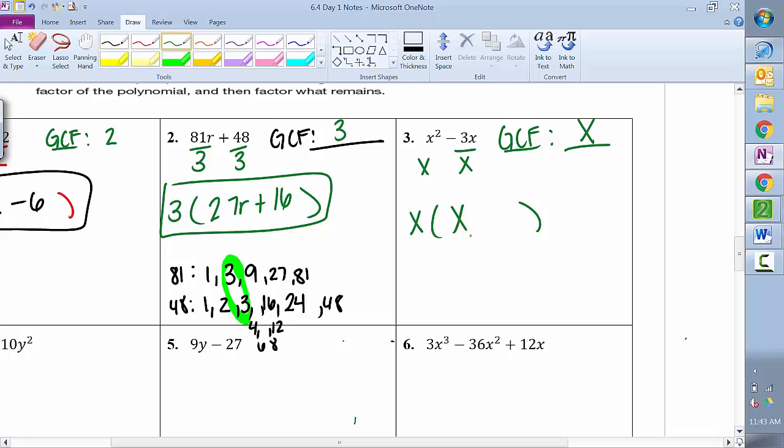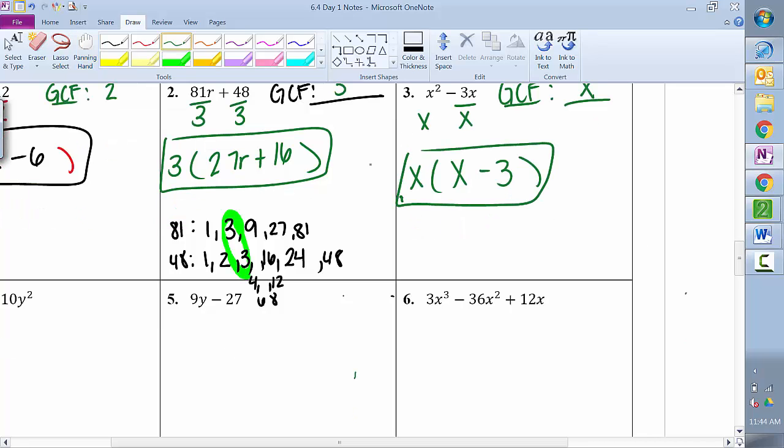What is negative 3x divided by x? 3. Negative 3. Say it again and you're out of here. I'm done. Okay? I'm starting to get annoyed. Okay. Again, cross it out. Negative 3. Perfect. And we're done.